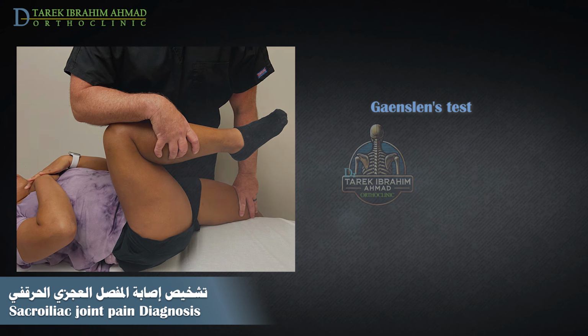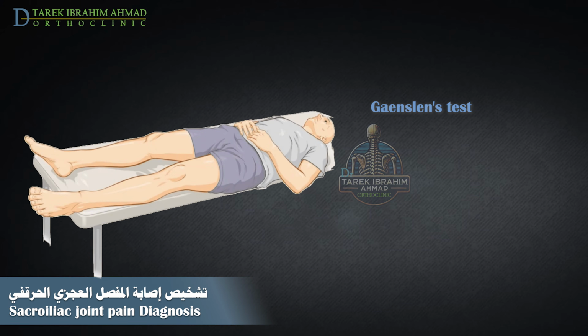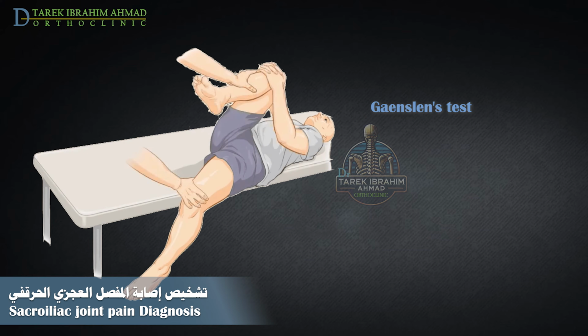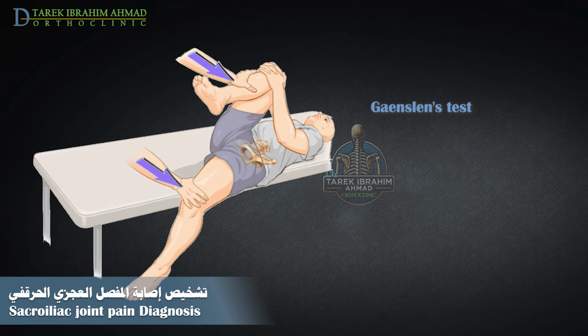Gaenslen's test. The patient lies supine on the exam table. Flex the contralateral hip and knee towards the patient's chest while the opposite leg is allowed to drop off the table's side. Pain in the sacroiliac joint region of the lowered leg suggests sacroiliac joint dysfunction. This test may also be performed with the patient lying on the side.